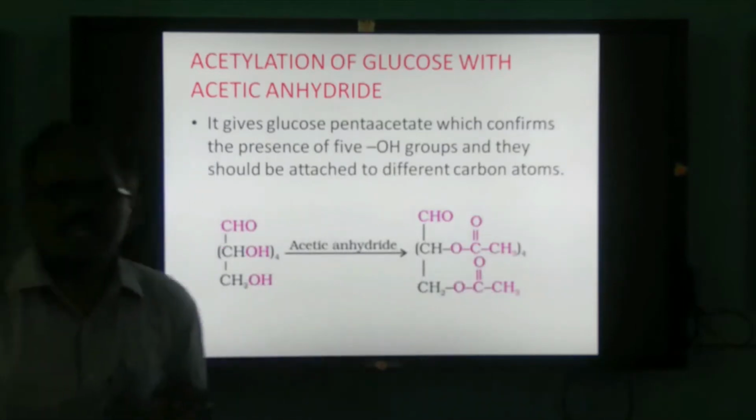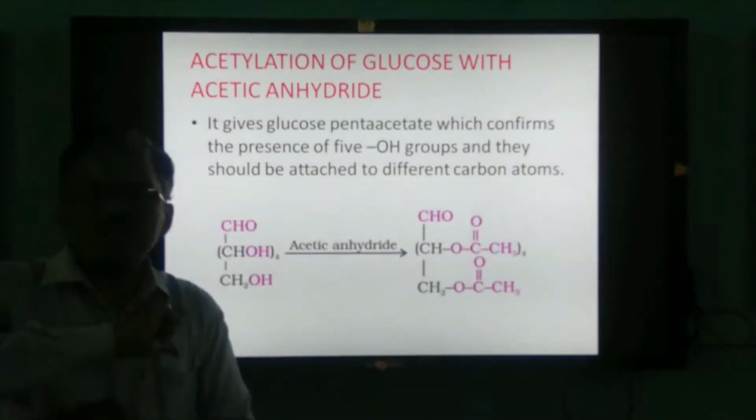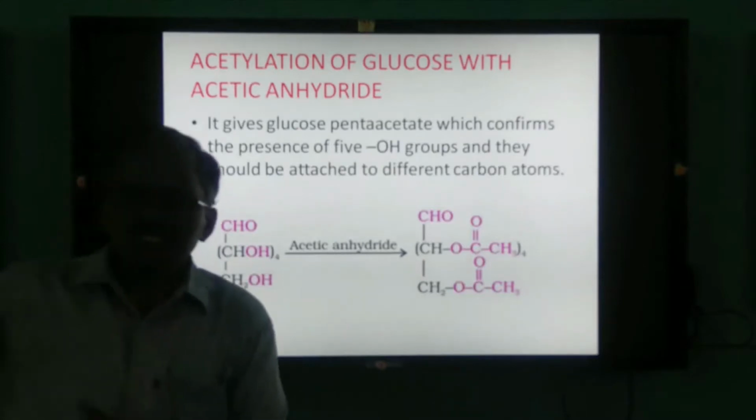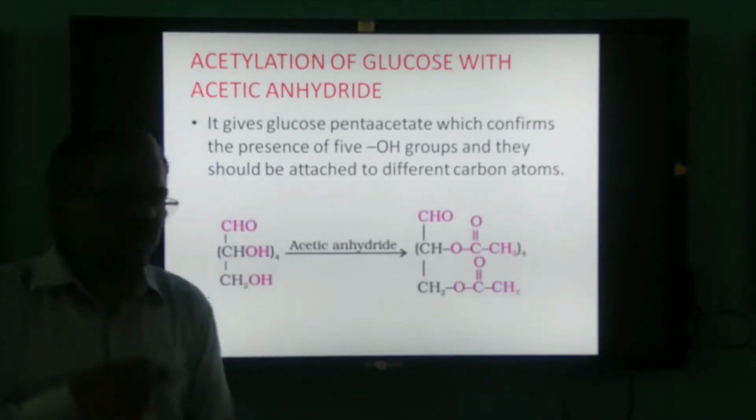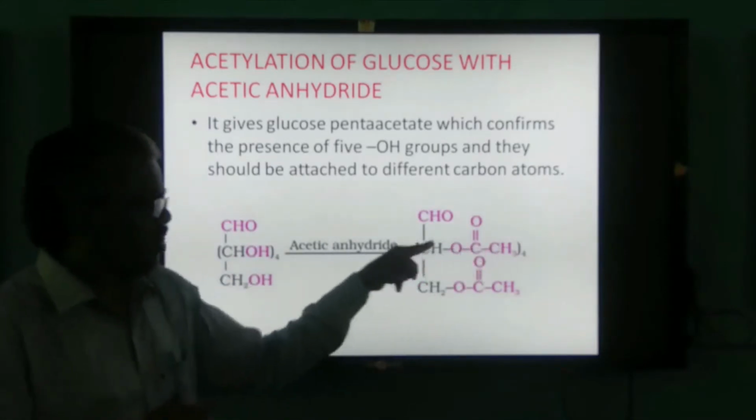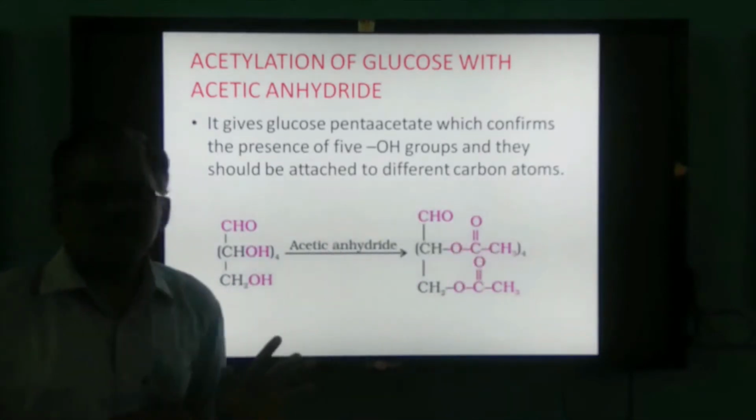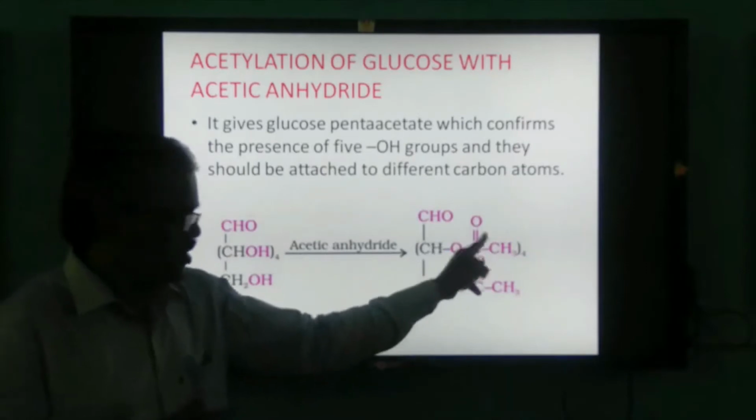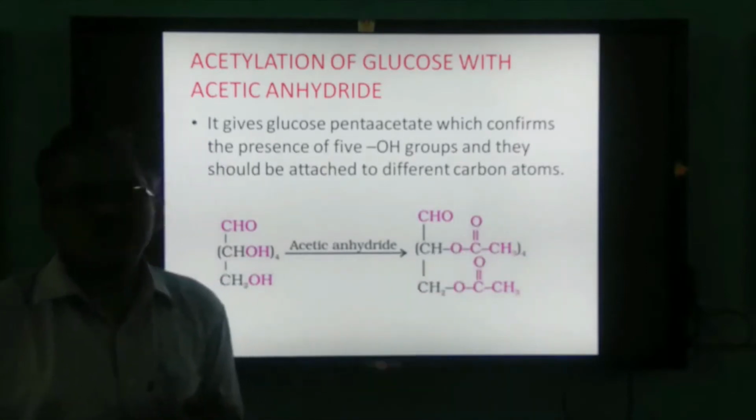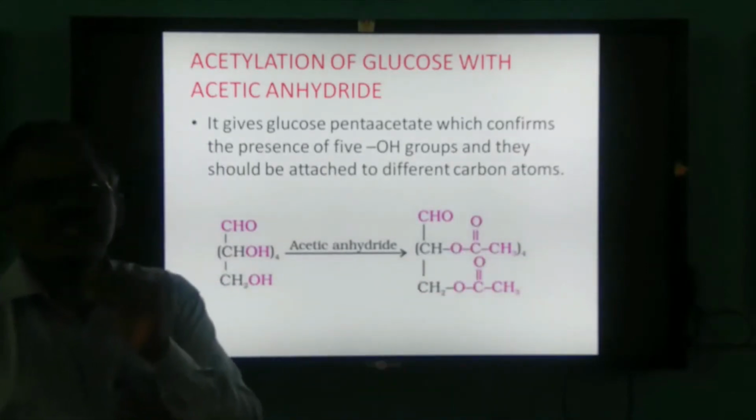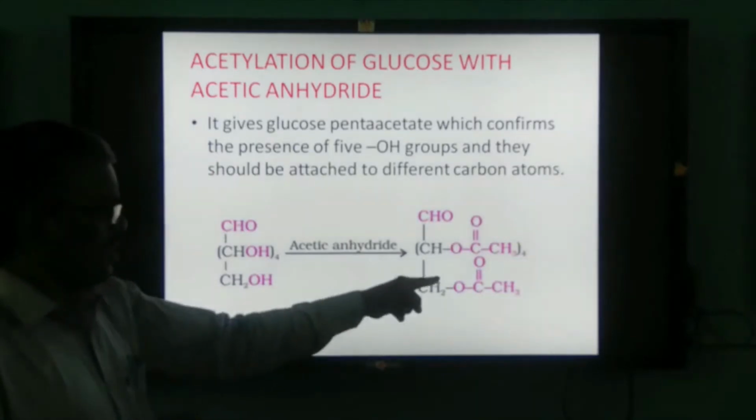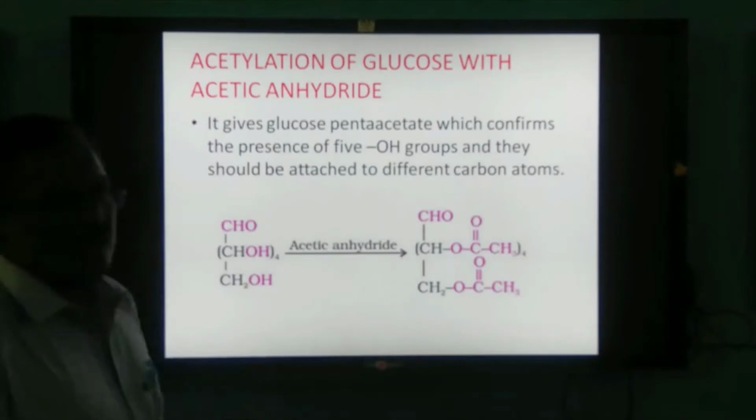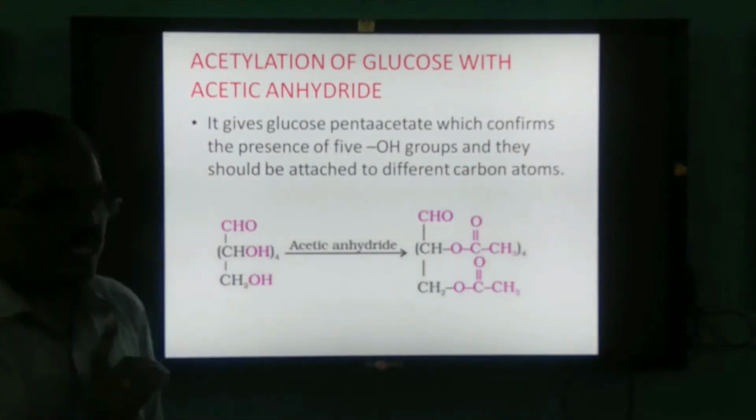So all the 5 OH groups are converted into OCOCH3. That means the acetyl group is introduced in the place of hydrogen. H is replaced by OCOCH3, that is the CH3COO group. This COCH3 group is called the acetyl group. So treatment of glucose with acetic anhydride gives a pentaacetate, which shows there are 5 hydroxyl groups in glucose.